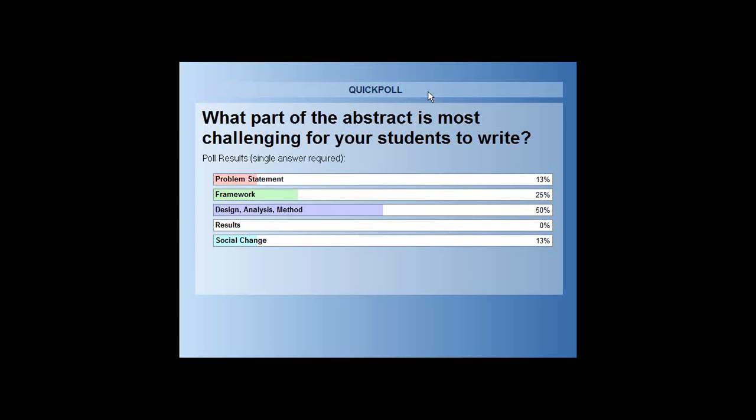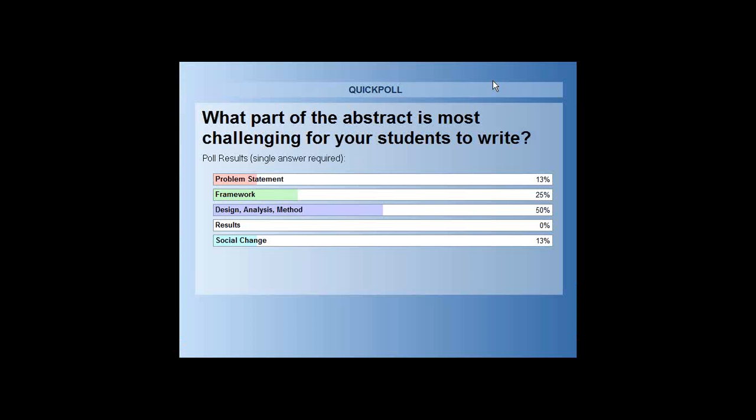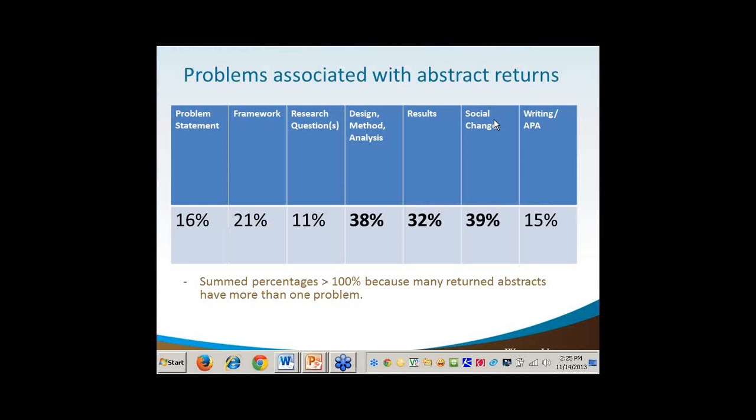Followed by the framework, the conceptual or theoretical framework, and then there's a tie between problem statement and social change. So that's really interesting. And I'll go on to show you what I've been finding in my own data collection efforts. One thing that our Office for Student Research and Administration does is track the number of abstracts that are approved on first review every month from the CAO designee. And that's really helpful information.